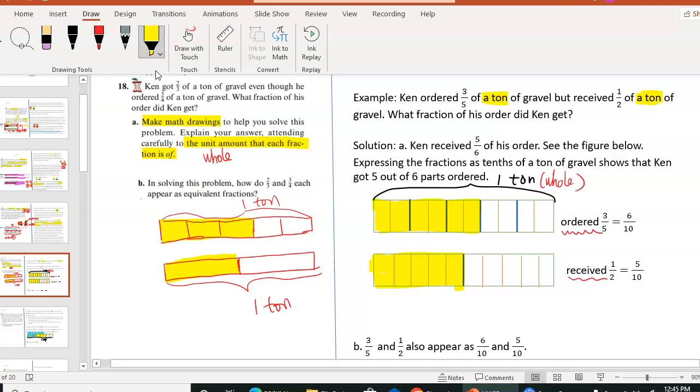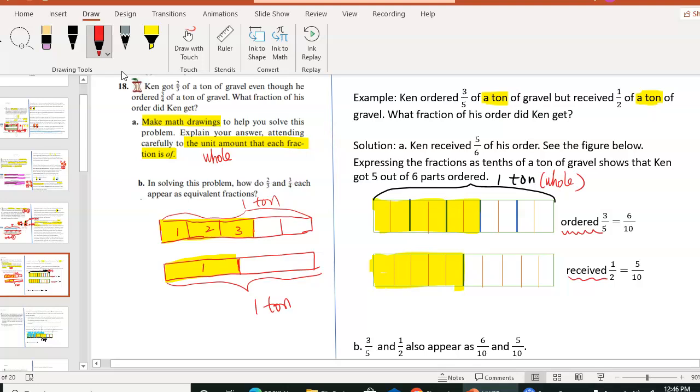So the question is, what fraction of his order did he receive? Which means what he received is what portion or what fraction of what he ordered. Right now we cannot answer. When we look at these two drawings, we cannot really answer this question. You cannot say he received 1 part and it looks like he ordered 3 parts, so he received 1 out of 3, which is incorrect, because this 1 part is much bigger than each part here. So right now we cannot really answer the question.